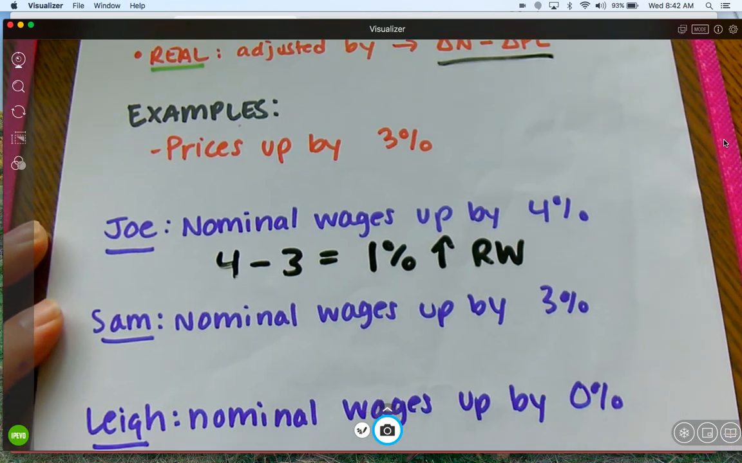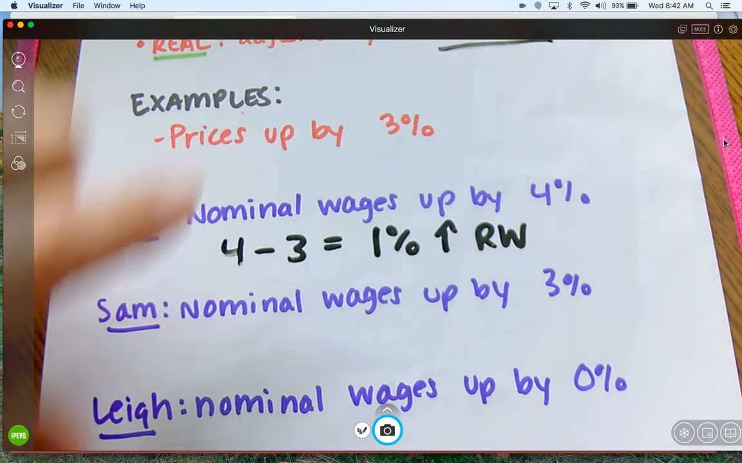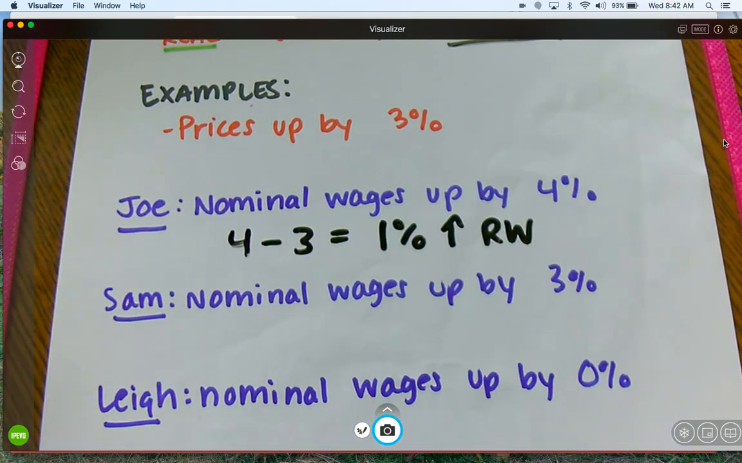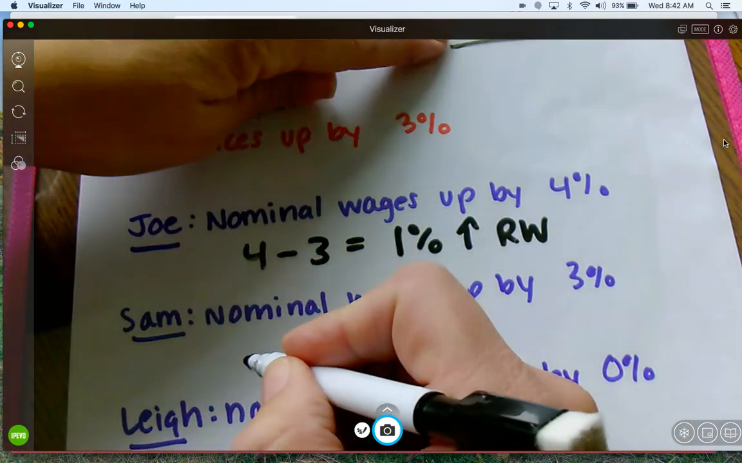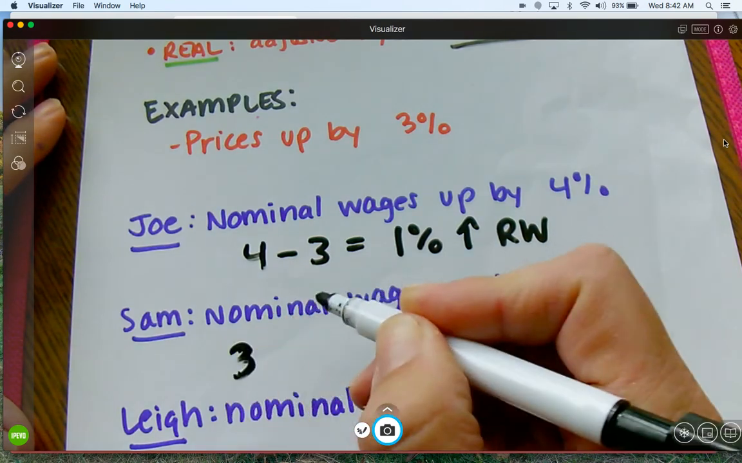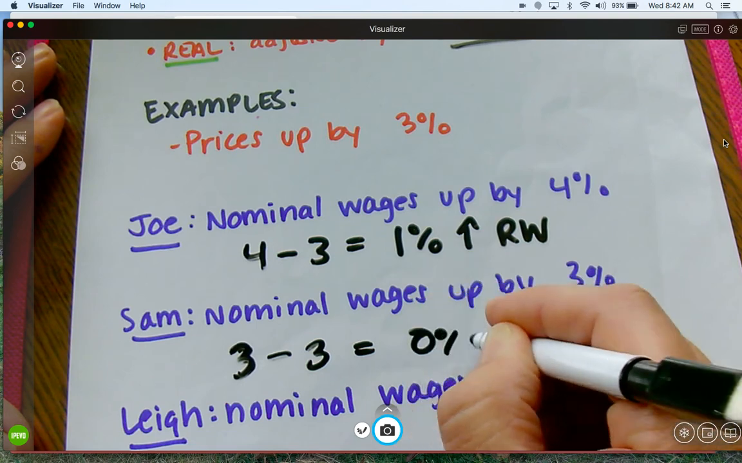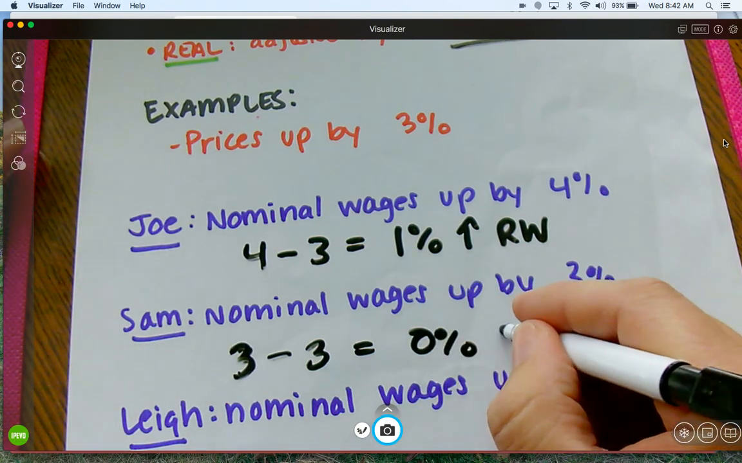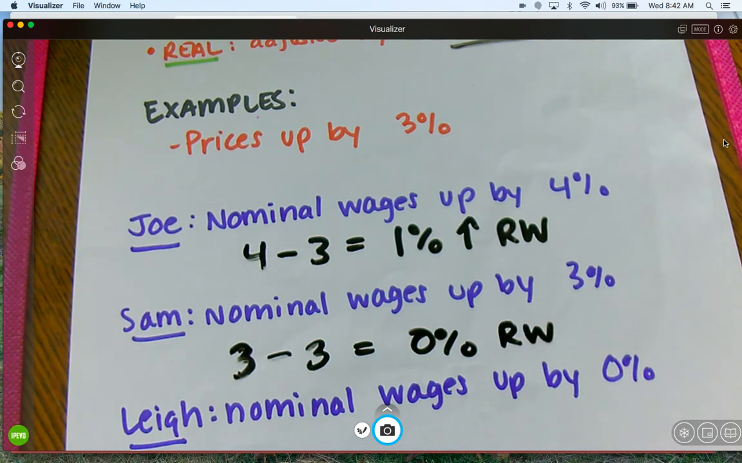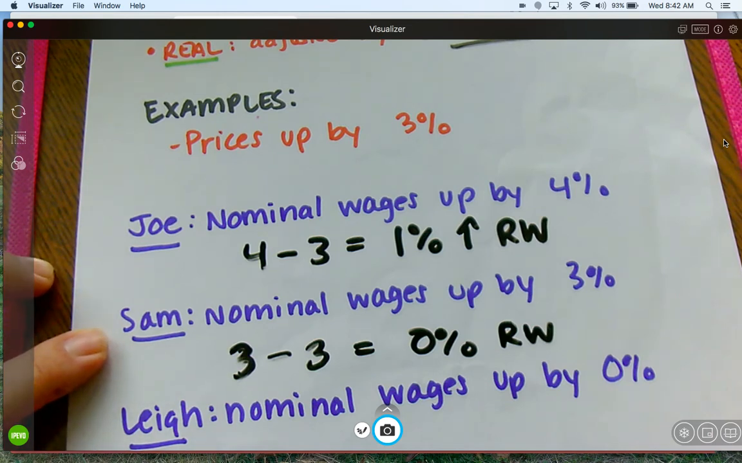Let's take a look at Sam. Sam wasn't so lucky. Sam got a raise as well, and while on paper a raise looks great, if prices are going up by 3%, and if I do the nominal minus the price level, the nominal change is 3 minus the change in price level, Sam is experiencing zero change in the real wage. And what that means is not that Sam's making less money, it's that Sam is making the same amount of money in terms of the cost of living. So a lot of people will refer to this as simply a cost of living adjustment in their wages.